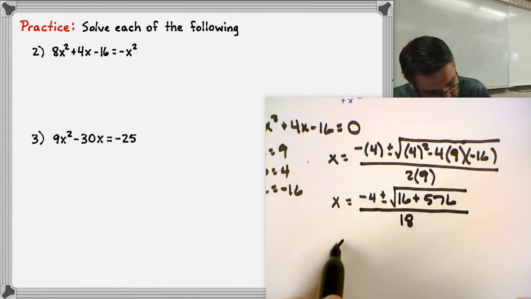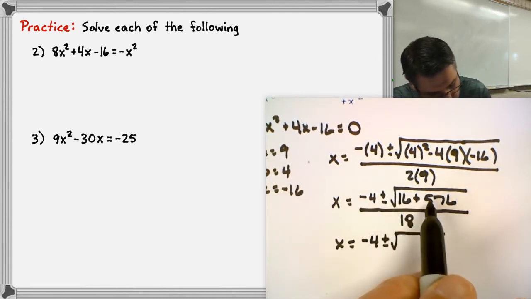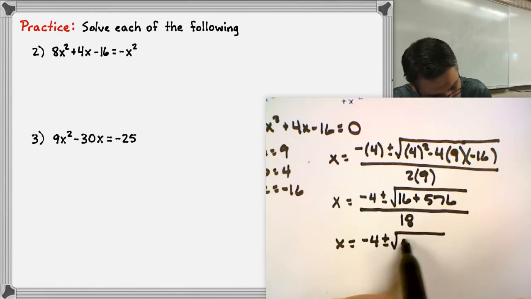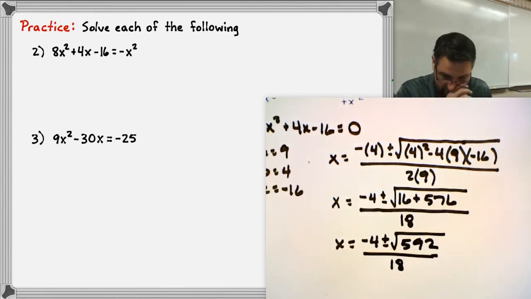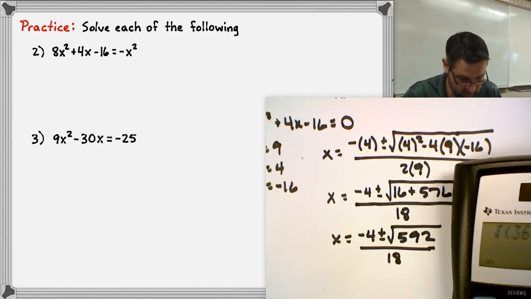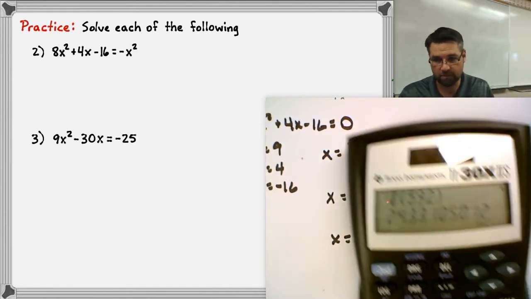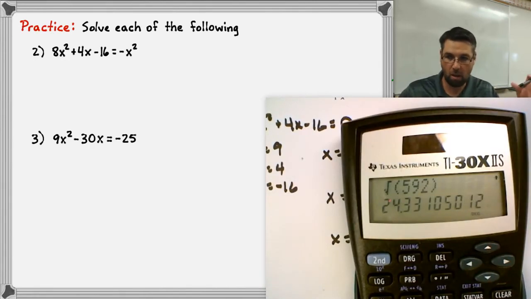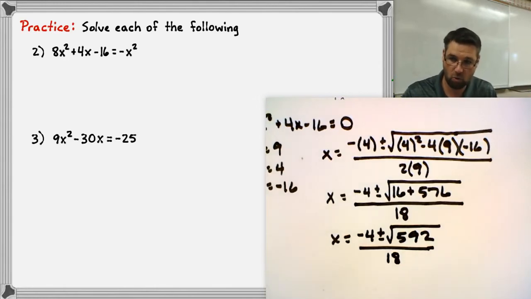A little bit more simplification with the radical. Negative 4 plus or minus the square root of, that's going to be 592 all over 18. Now, if I try and type into my calculator the square root of 592, that's not going to come out as a nice, clean answer. It's going to be a decimal. It's going to be irrational. We end up with 24.331, blah, blah. So what I would like to do is put this in simplest radical form. And we know how to simplify a radical, so let's go ahead and do that.